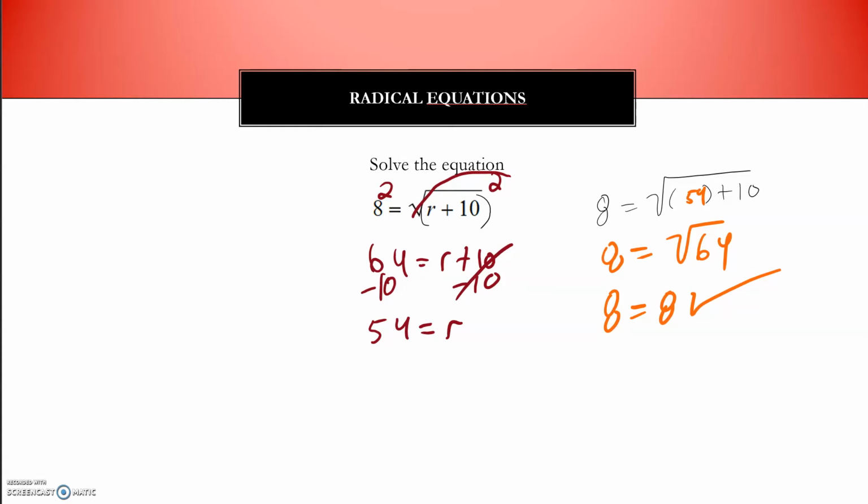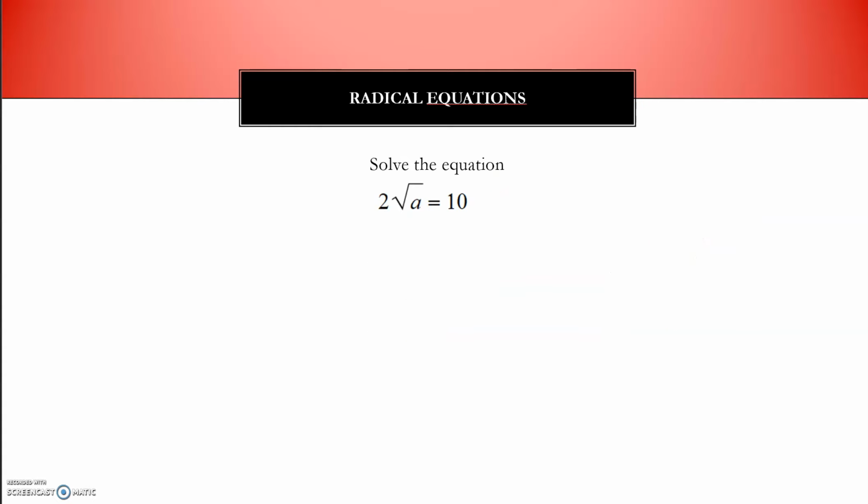Okay. Sometimes you will have something attached to the radical on the outside. This has to be gotten rid of before you square both sides. So I'm going to divide both sides by 2. 2 goes away. I'm left with the square root of a equals 5. And I'm going to square both sides. So just like before, and a would be 25.